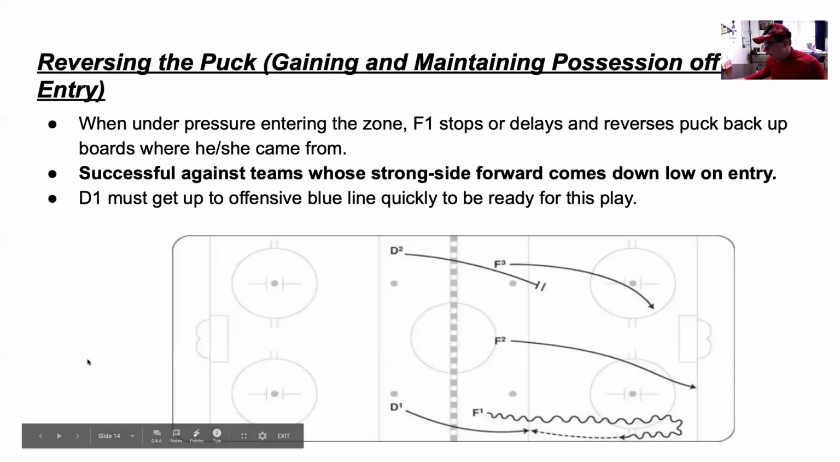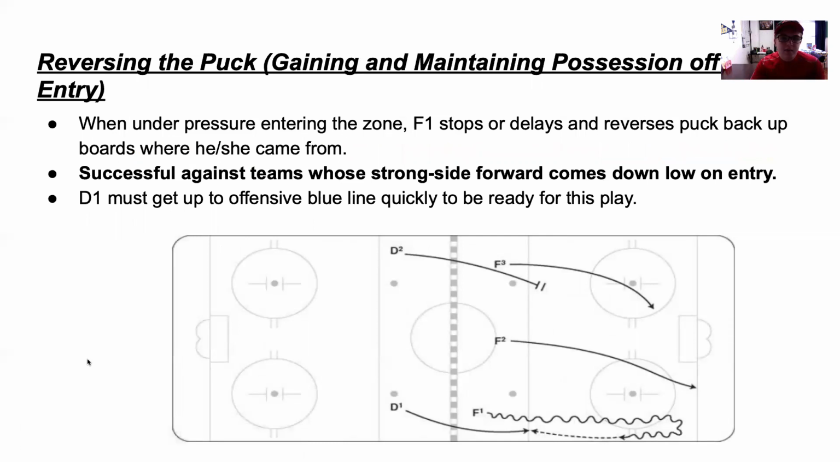And then we have reversing the puck. This is maintaining possession off the entry. So when under pressure entering the offensive zone, F1 stops or delays and reverses the puck back up the boards where he or she came from. Successful against teams whose strong side forward comes down low on the entry. So we have to come down low on the entry and make a play from there.